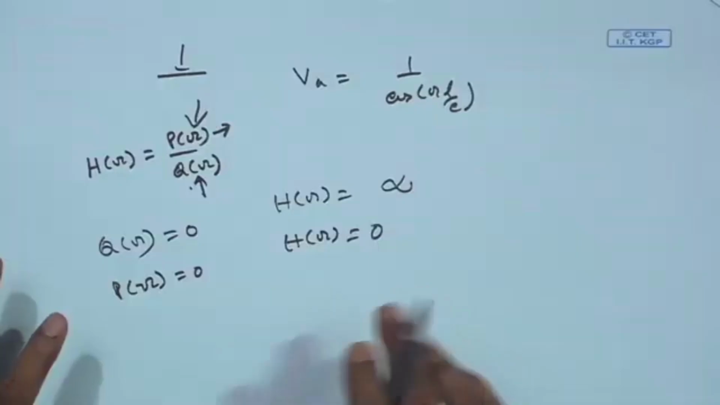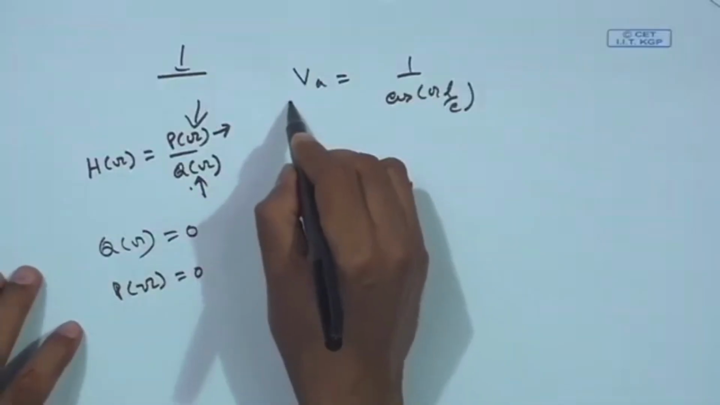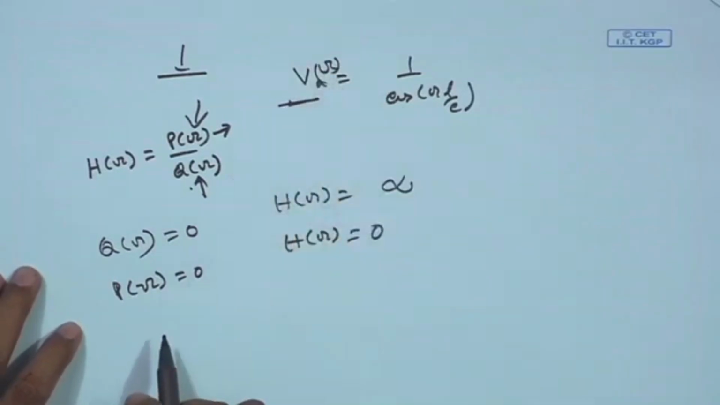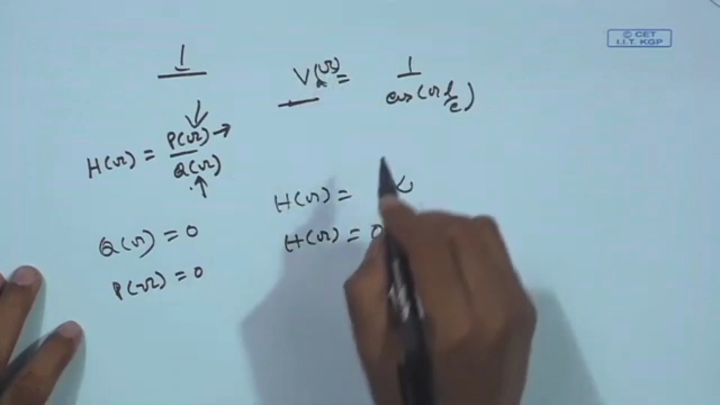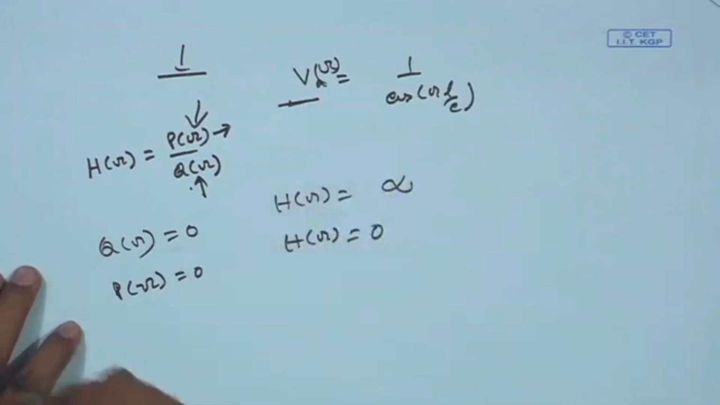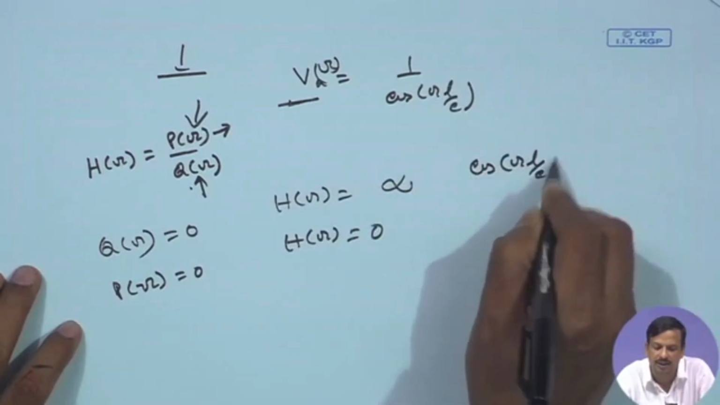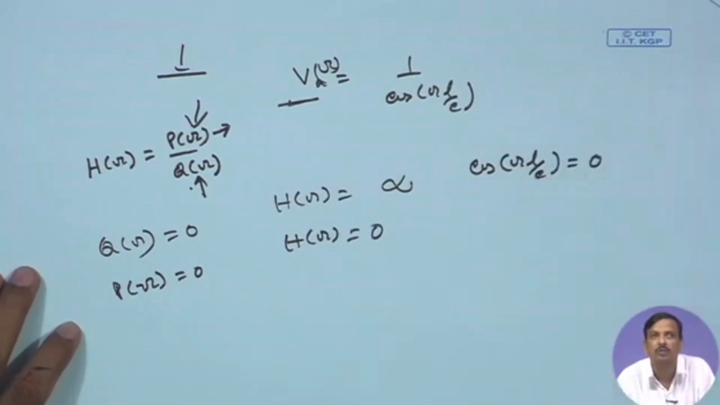So, if I want to know the formants or the frequency response of V_A omega, then I have to find out where its resonance occurs. When will the resonance occur? When cos omega L by c is equal to 0.